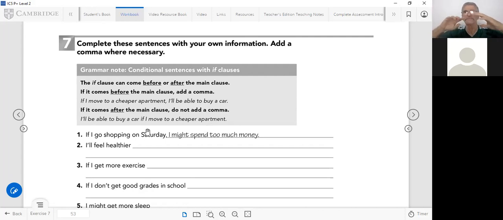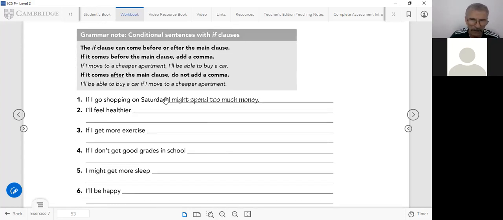So it is not necessary to make a pause or to use a comma here, right? You just say, I'll be able to buy a car if I move to a cheaper apartment. But if you move it to the front, if I move to a cheaper apartment, there is kind of a pause, and you have to write a comma, and then you say, I'll be able to buy a car. Okay? Do you understand this? So here you have the grammar note about conditional sentences.